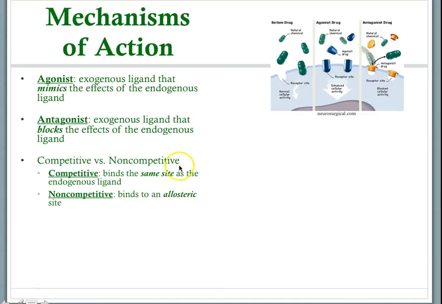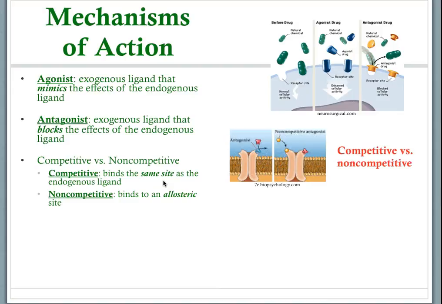So non-competitive means that it's binding to a different site. And we defined in a previous lesson that this is called an allosteric binding site. It's an allosteric site because it's different from the one that the ligand normally binds to. So here you can see an antagonist. This is a competitive antagonist because it's filling the space that the endogenous ligand would normally bind to.